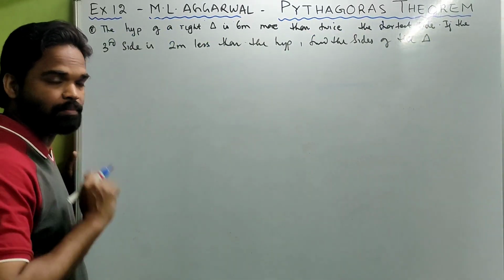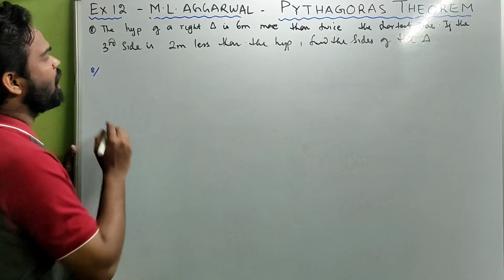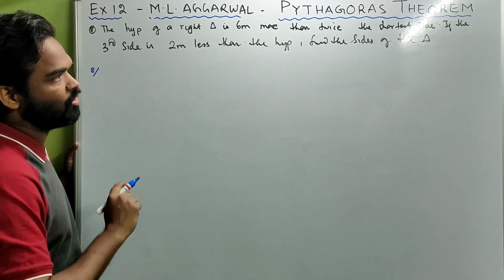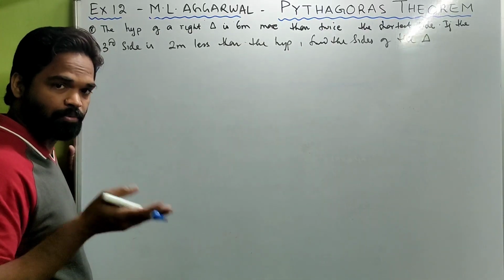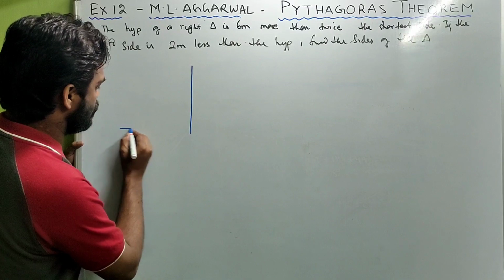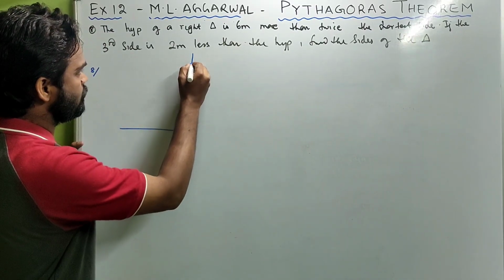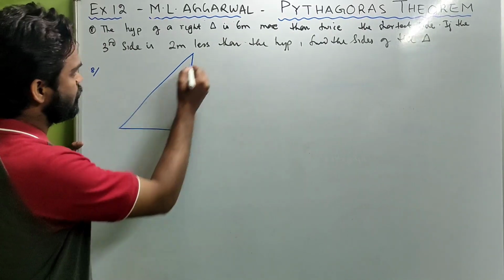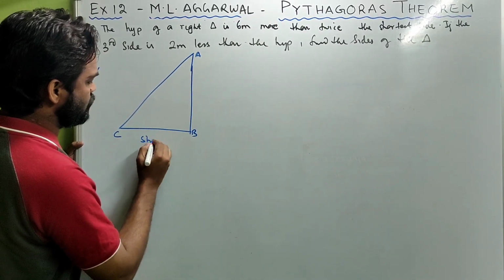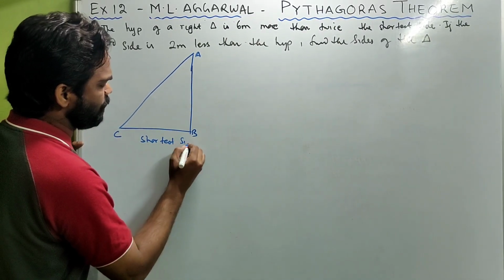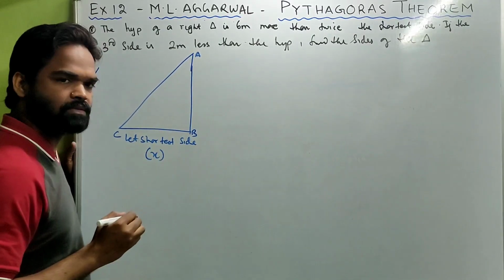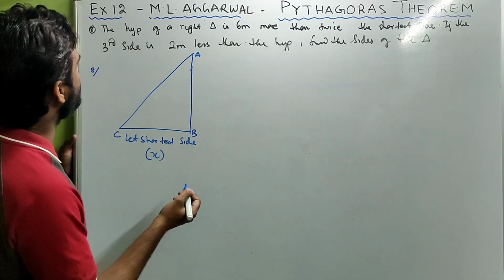Now look at this sum, sum number 8. The hypotenuse of a right angle triangle is 6 meters more than twice the shortest side. Actually, we know the hypotenuse is the longest side in case of a right angle triangle. So we'll draw a right angle triangle A, B, C. And suppose BC is your shortest side. Let it be x, x meters.